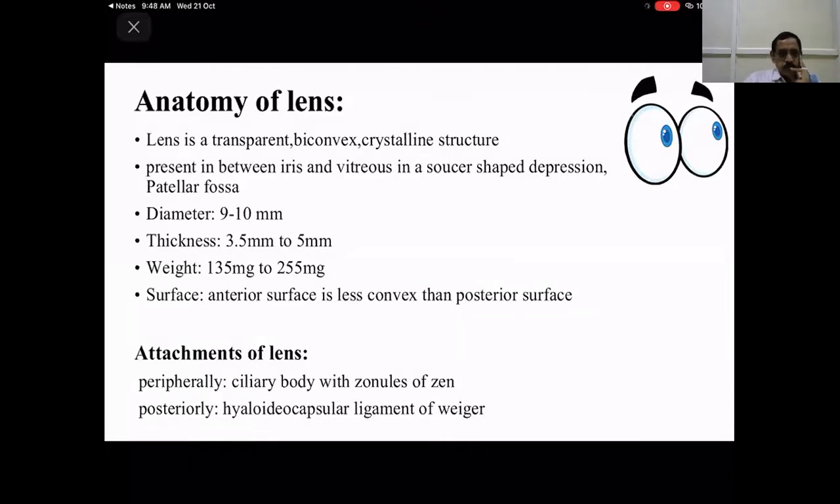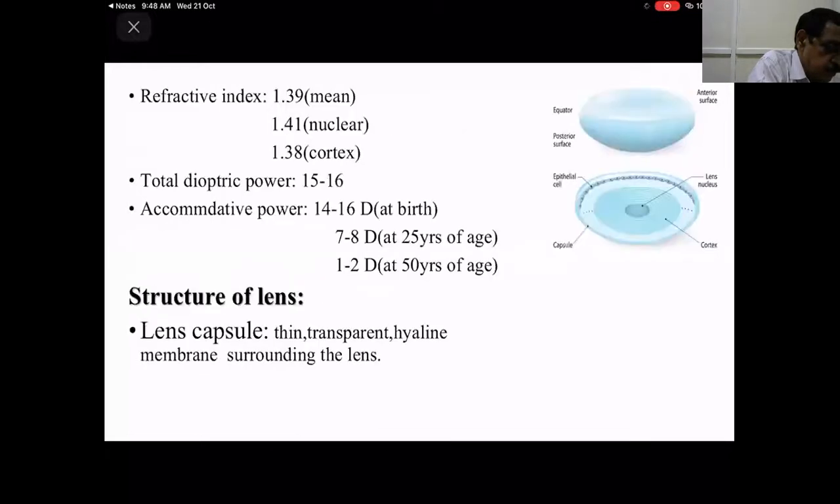Attachment of lens. At the periphery, the lens is attached to the ciliary body with zonules of Zinn, and posteriorly by the hyaloidocapsular ligament of Wieger. Refractive index is 1.39 mean, 1.41 nuclear and 1.38 cortex. Total dioptric power is 15 to 16.